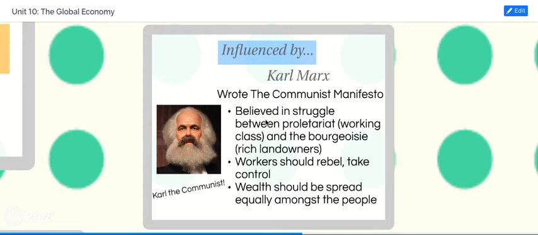All right, so he thinks there is a struggle between the working people and the rich people, and he thinks that the workers should rebel, even to the point of violence. Now, I personally do not condone violence. You know how I feel about fighting, all right? However, this is how Karl Marx feels. He thinks that in order to actually topple the system and spread the wealth around to make sure that people are more equal, workers are going to have to rise up and revolt against their rich landowners, against their employers, and force the distribution of wealth.